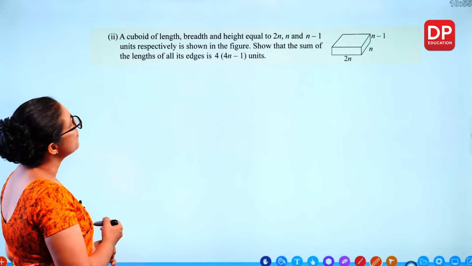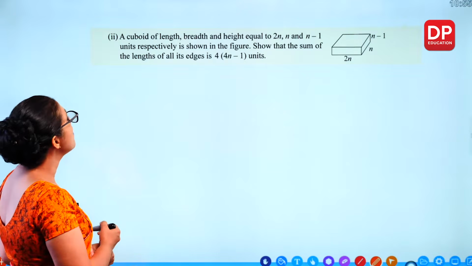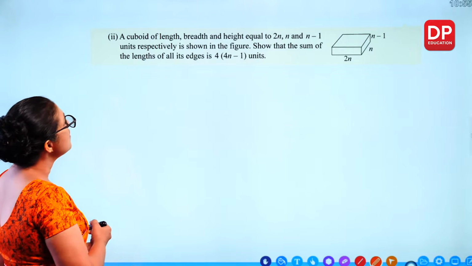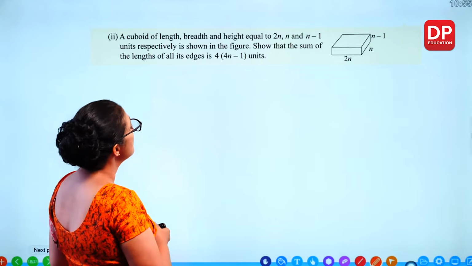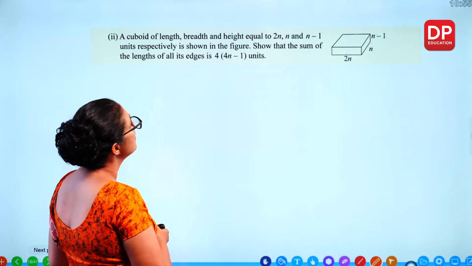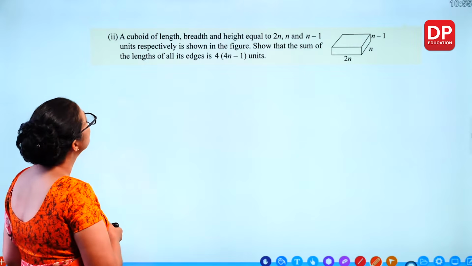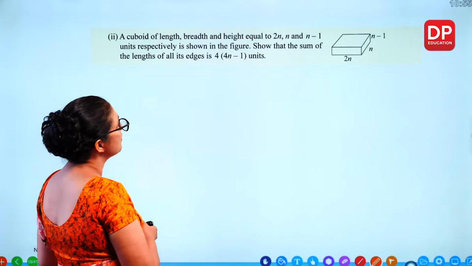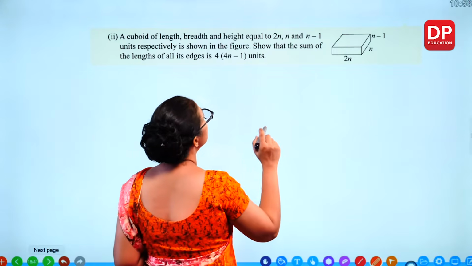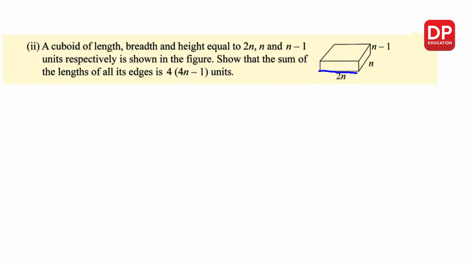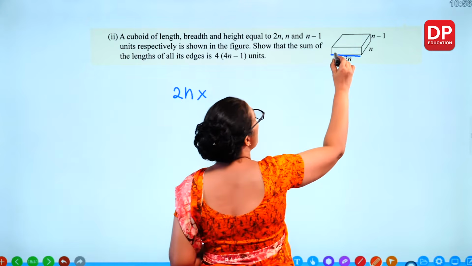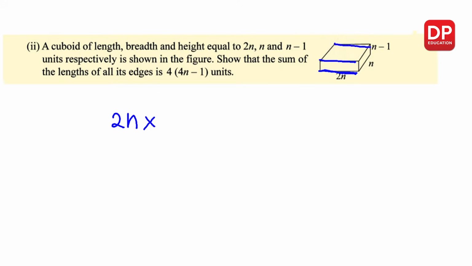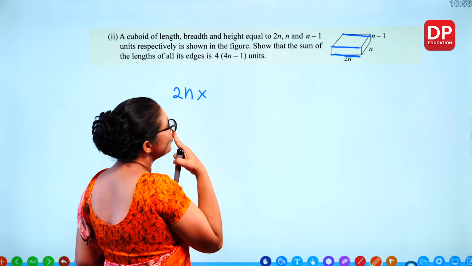A cuboid of length, breadth and height equal to 2n, n and n minus 1 units respectively is shown in the figure. Show that the sum of the lengths of all its edges is 4 times (4n minus 1) units. Length of all its edges. Okay, so we'll take the 2n side. How many sides are there with 2n? 1, 2, 3, other side 4. So down also you get another length.